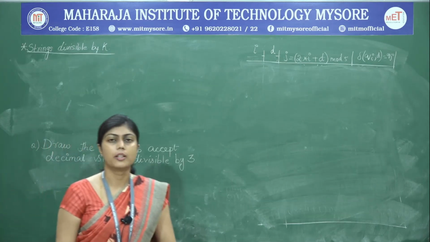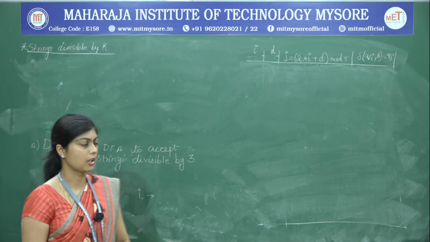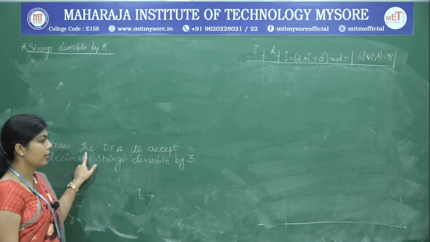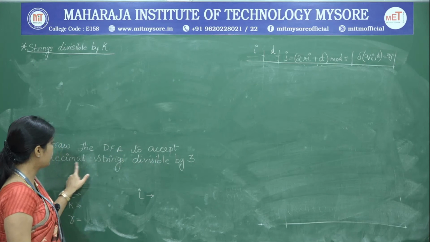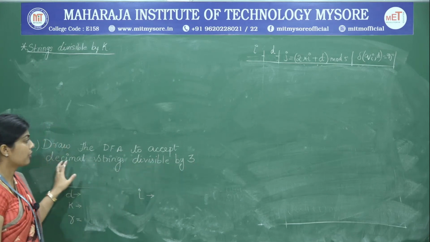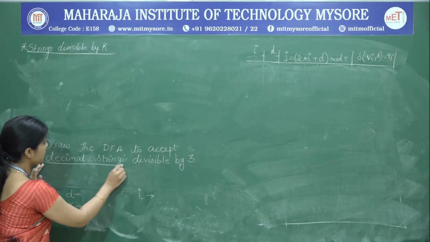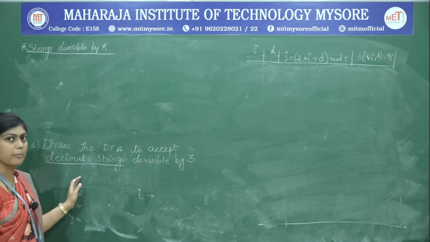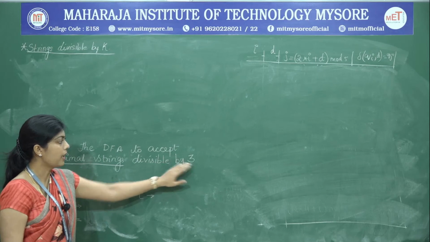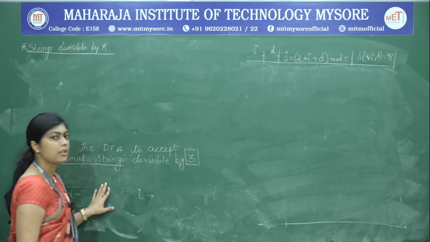Right, now we will look into another problem which is very similar to the previous problem which we have done. We will read the problem statement first. Draw the DFA to accept decimal strings which are divisible by 3. We have to pick up a few things from the problem statement here. We are interested in decimal strings, which are made up of the digits from 0 to 9, and they have to be divisible by 3. So we have to pick up the divisor from the problem statement.